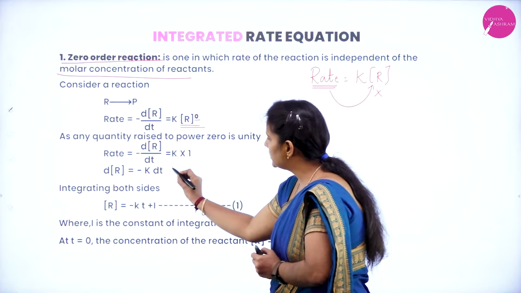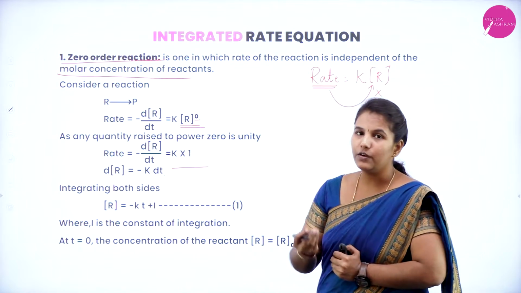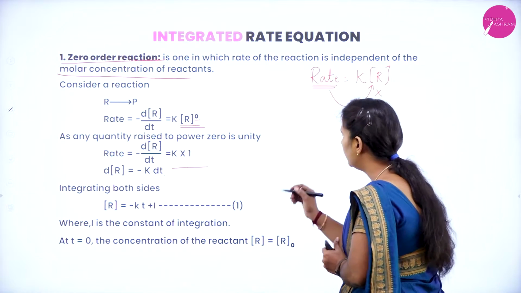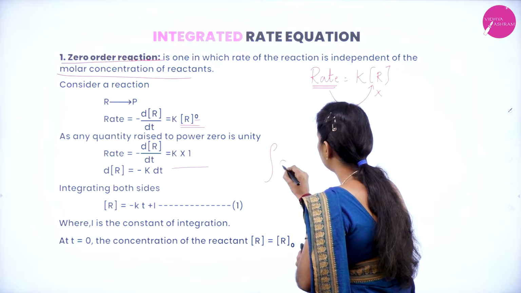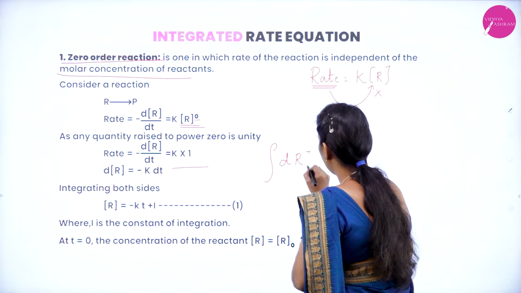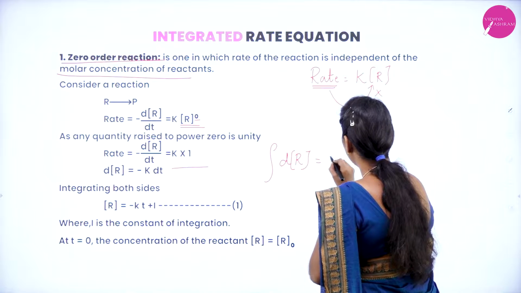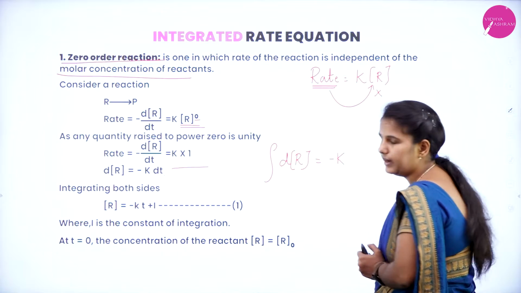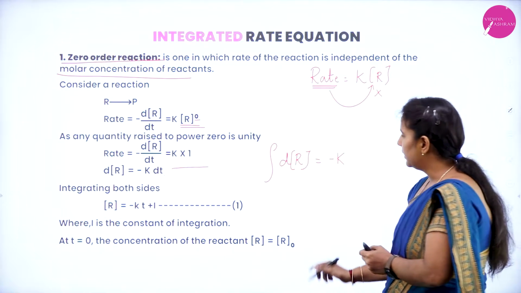Now, for this equation, I am going to integrate on both the sides. We know that the integration of dR is equal to, for the k we are not doing any integration because it is a constant. Is it right?